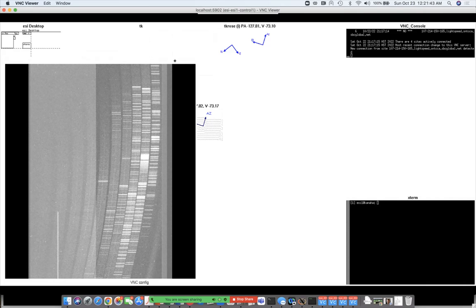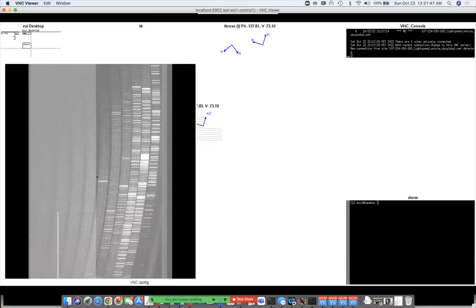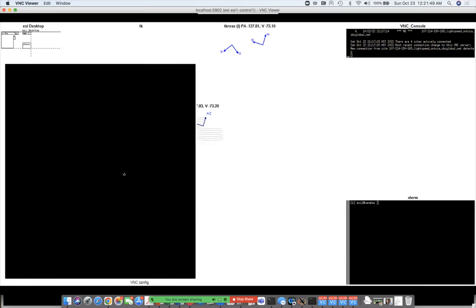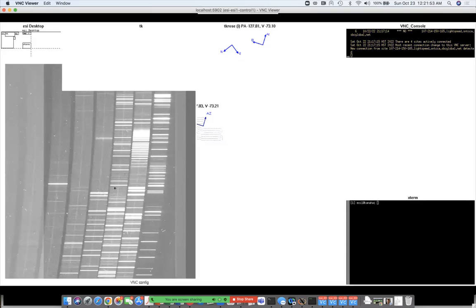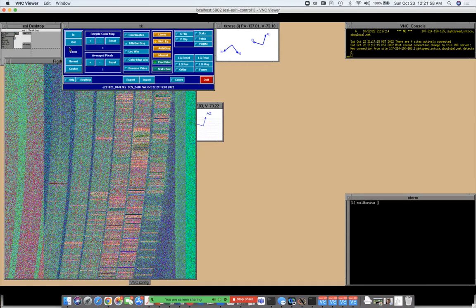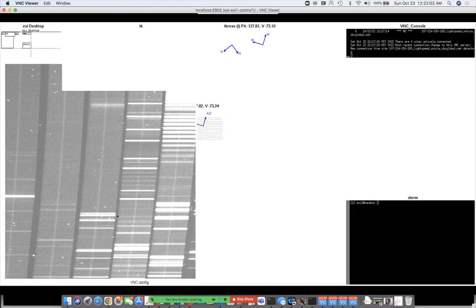We can definitely see the trace. If I click here and zoom in, you can really see the continuum. There's no question. You can really see the continuum of the star. There's no question about that.